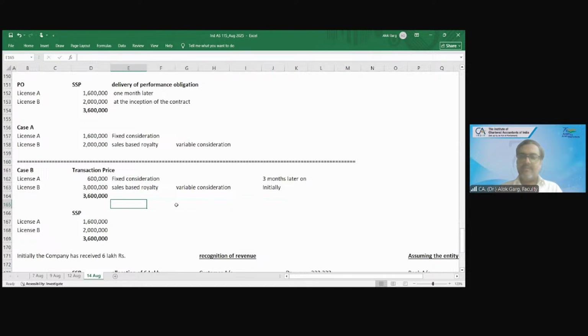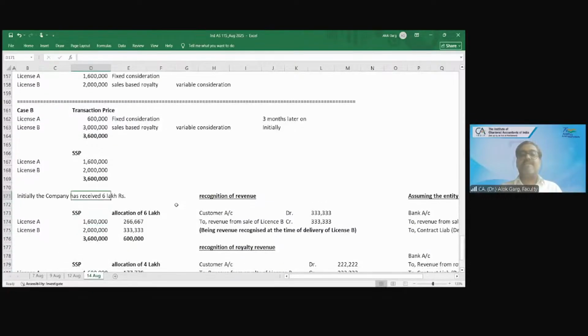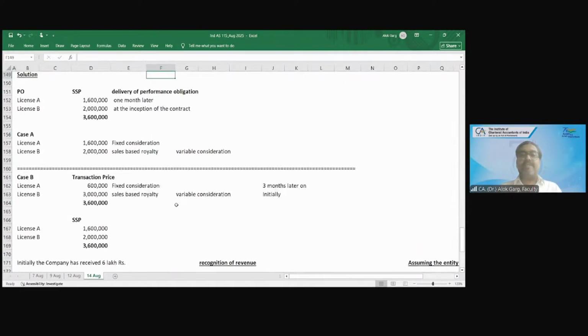Clear? Yes, sir. What is my standalone selling price? 16 lakh and 20 lakh is my standalone selling price. Initially, the company has received 6 lakh rupees.